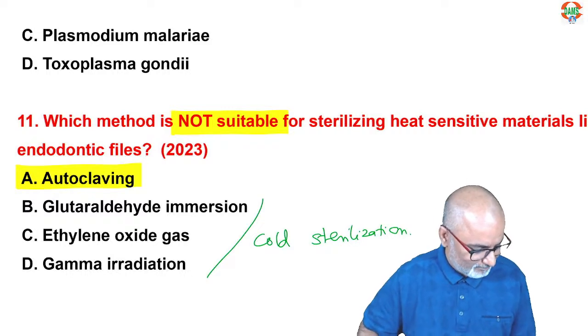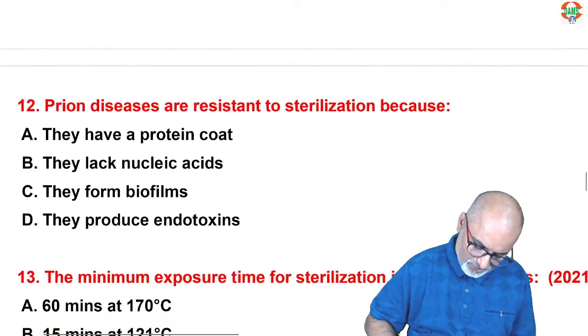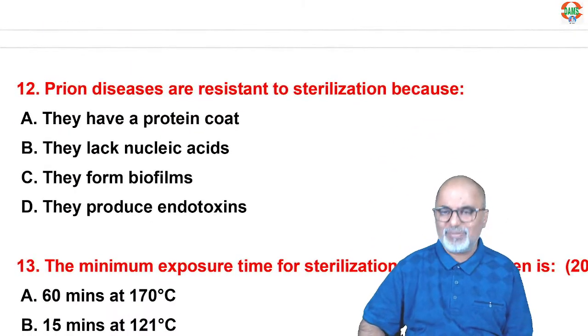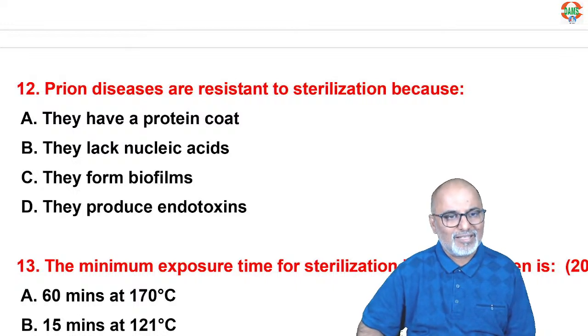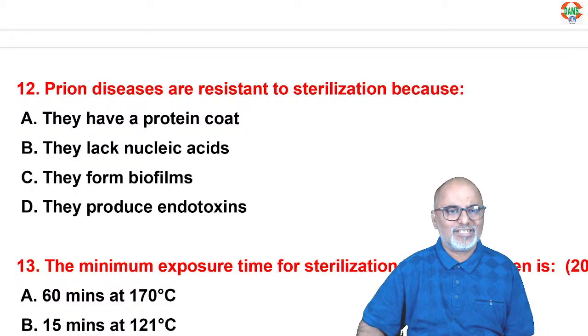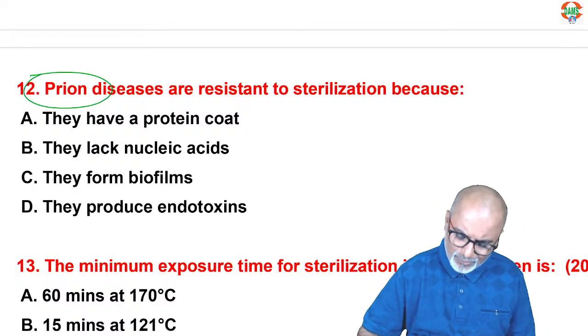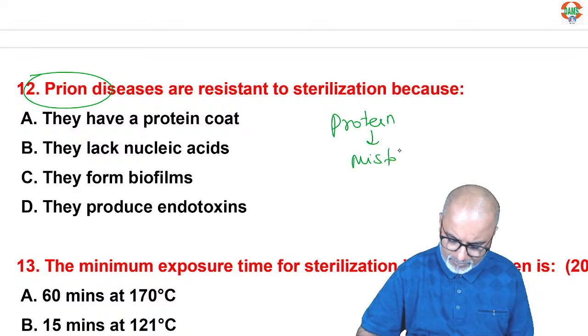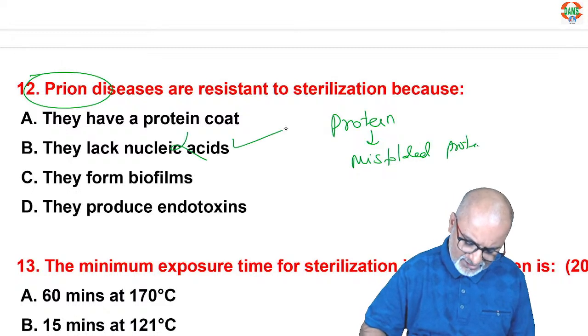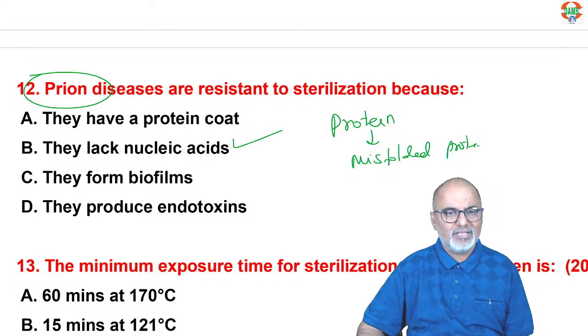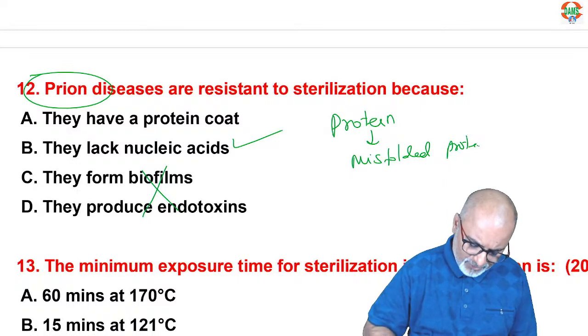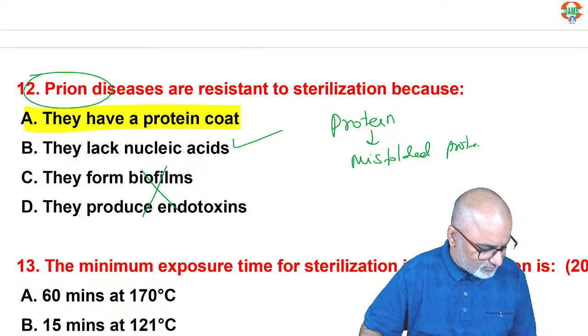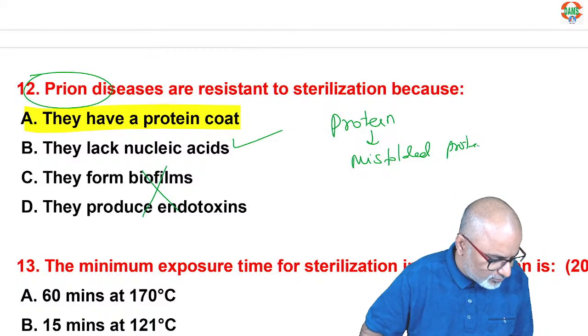Great. Next, prion diseases are resistant to sterilization because, what is a prion? Prion is a protein, a misfolded protein. Actually, the lack of nucleic acid, that's not a correct point. The points are correct, but they never produce biofilm, endotoxin and all. They are resistant to sterilization because they have a misfolded protein coat.